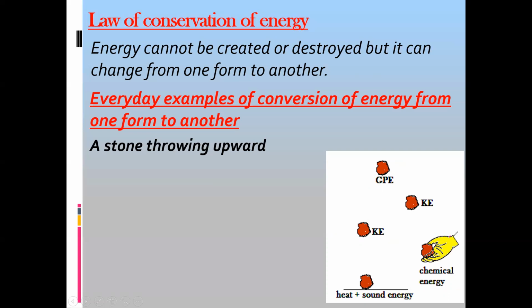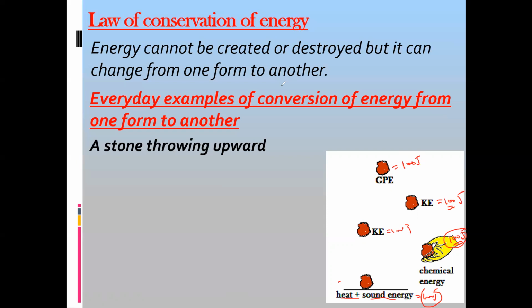For example, if I have 100 joules of chemical energy, when I use that 100 joules, what will be the kinetic energy here? 100. What will be the potential energy? 100. When again kinetic? 100. And when it releases heat and sound, the total sum of heat and sound will be equal to 100. So energy is actually not created, not destroyed. It actually changes from one form to another.